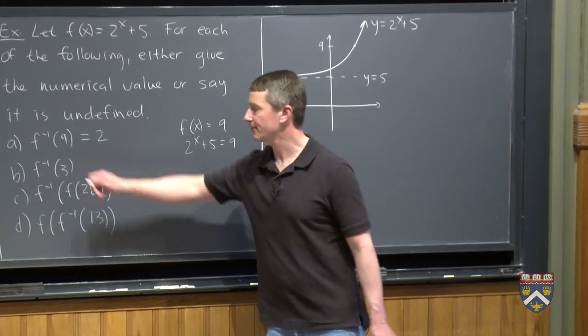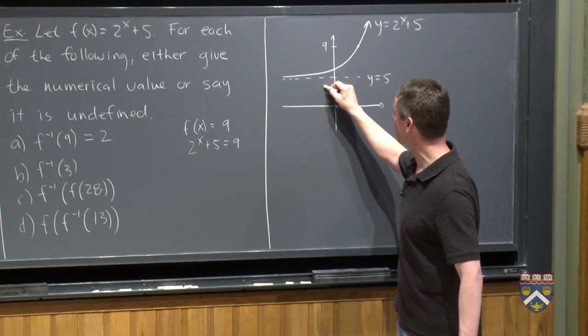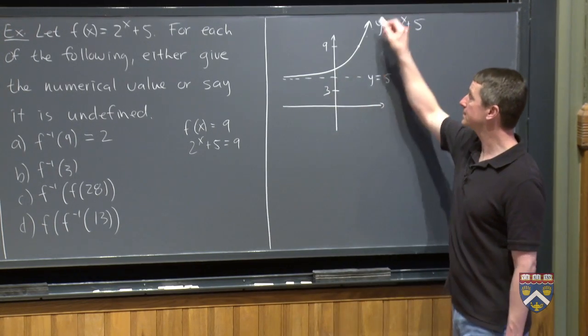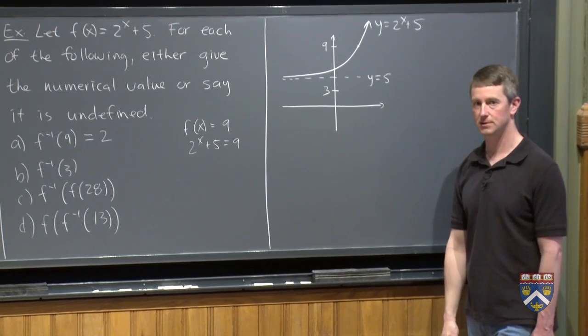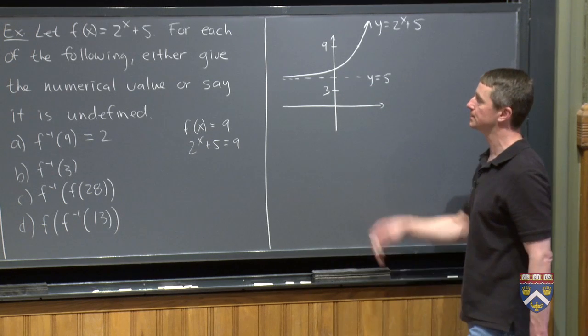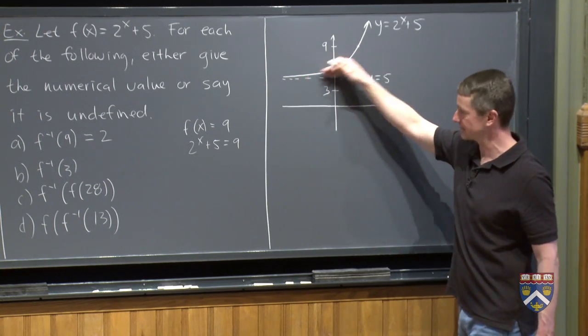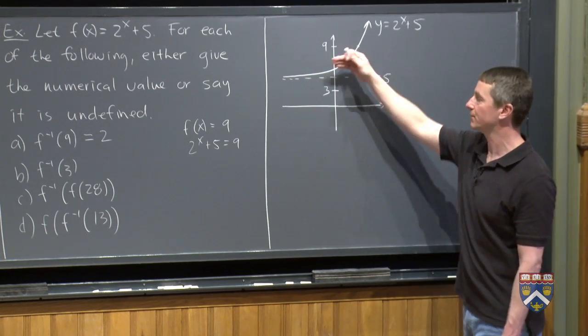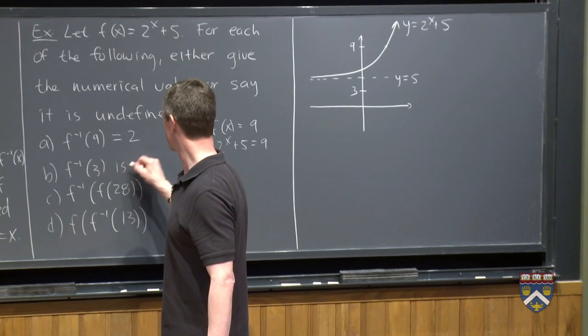Now what about part B, f inverse of 3? That's saying go down here to y equals 3. Is there going to be an x value where the y value here is 3? In that case, we see no, because the lowest that the y value ever gets here, well, we have an asymptote at y equals 5. The y value never gets down to 5 or below. So this is undefined.